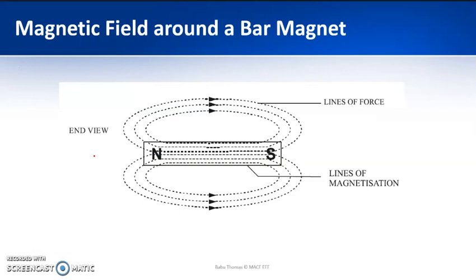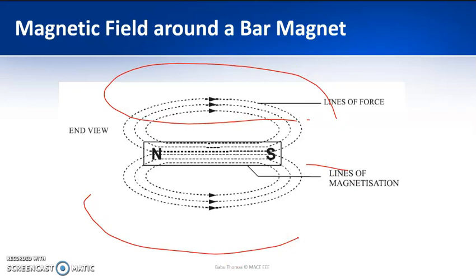So this is the magnetic field around a bar magnet. This shows the magnetic lines of force and the magnetic lines of magnetization. The influence of this magnet is felt in the space around it, and that region of its influence is referred to as the field of the magnet. These areas are nothing but the field of the magnet.